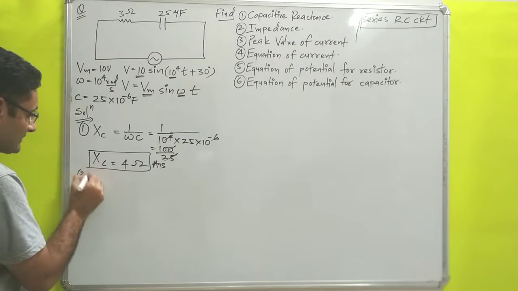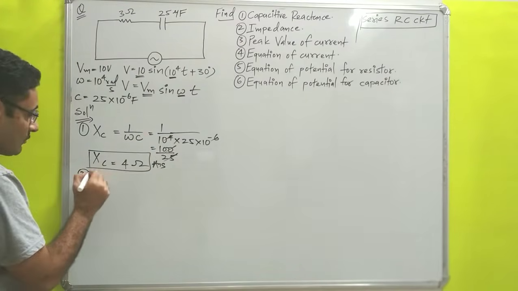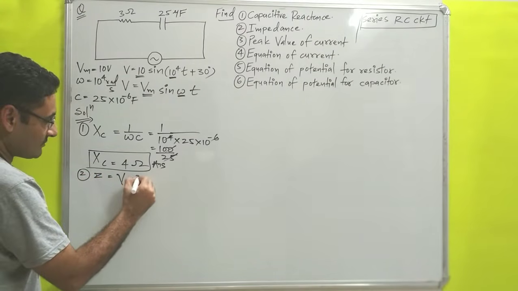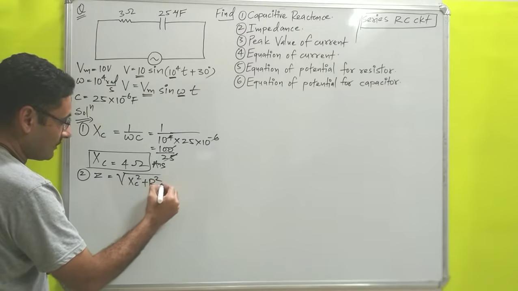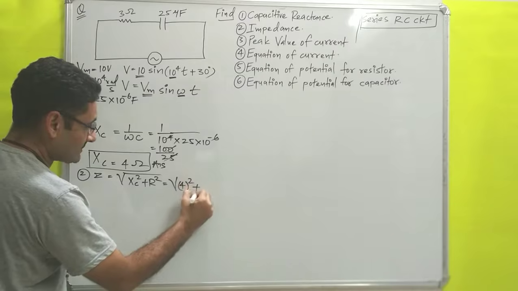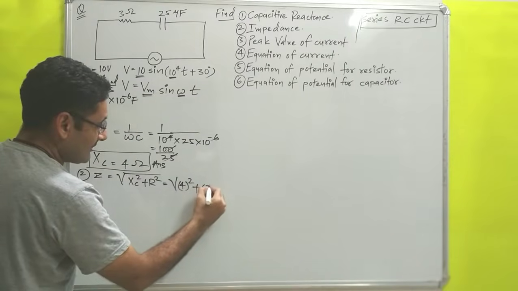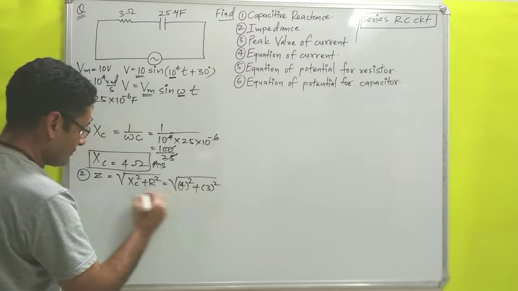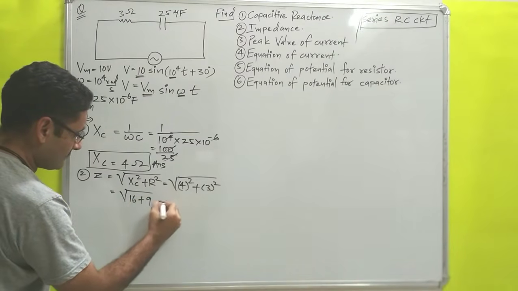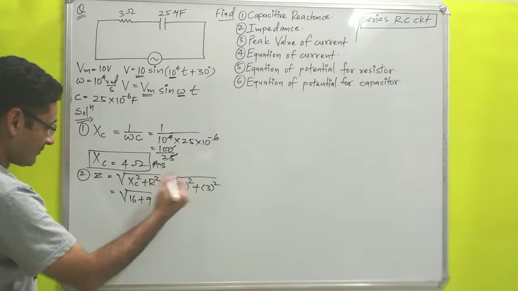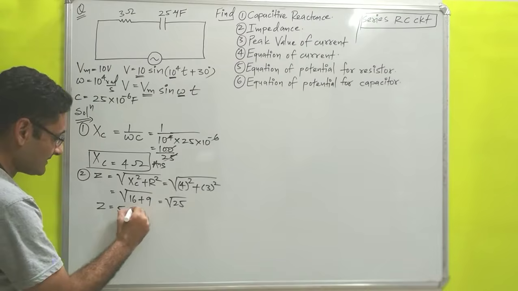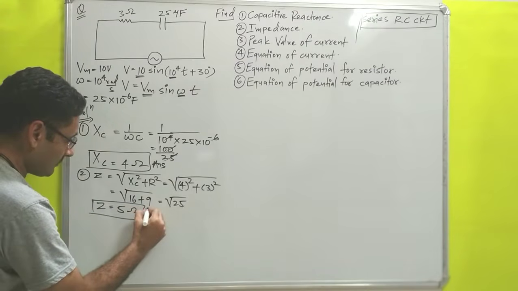Now we'll move on with the next. Second is impedance. The value of impedance you know very well, total resistance, which is the square root of Xc square plus R square. Xc is 4, so 4 square, plus R is given, R is 3, so that will be 3 square. So it will be the square root of 4 4s are 16 plus 3 3s are 9, so square root of 25, so it will be 5. So impedance is 5, that is total resistance, it is in ohms. That is your answer number 2.